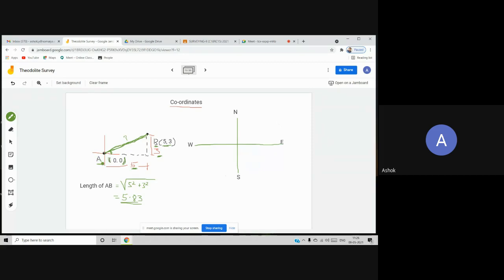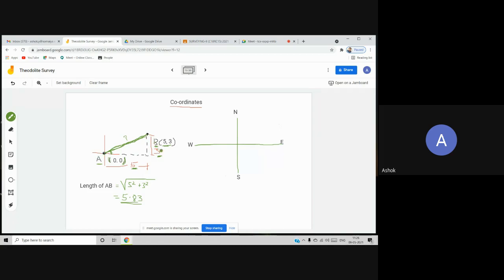The survey station's coordinate will be what? Its location, position. That is x coordinate and y coordinate, like 0, 0 for A, 5 and 3 for B. Whereas survey line has a coordinate 5 and 3.